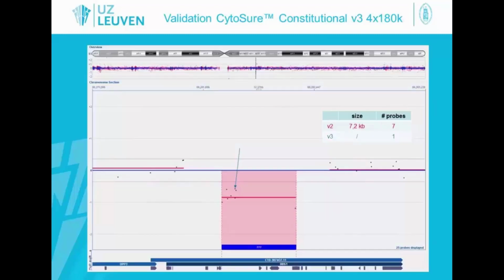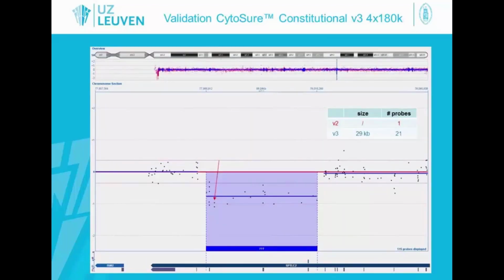So this is the first one. On the V2 platform, we detected a 7.2 kb deletion of 7 probes here in the BBS1 gene, while on the V3 we were not able to detect this as there was only 1 probe present in this region.